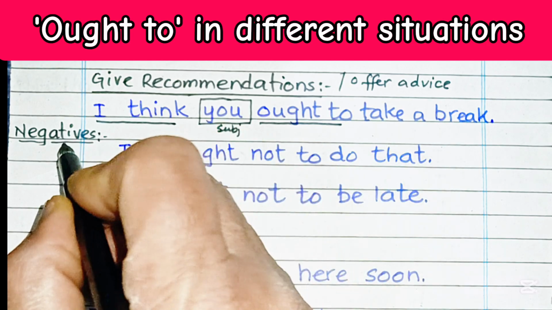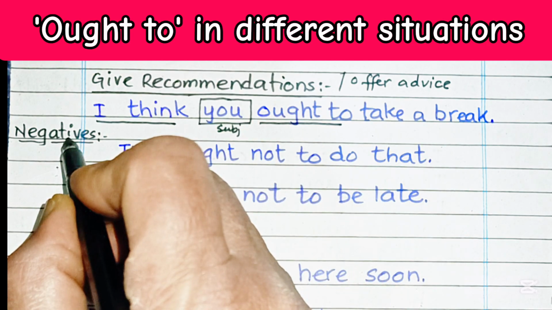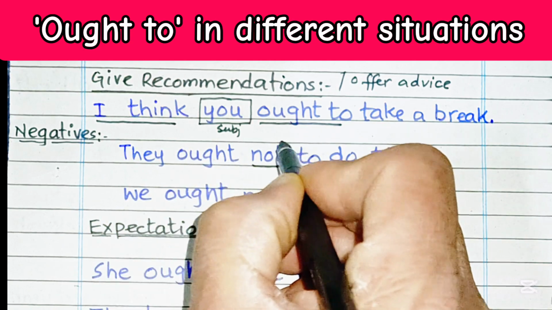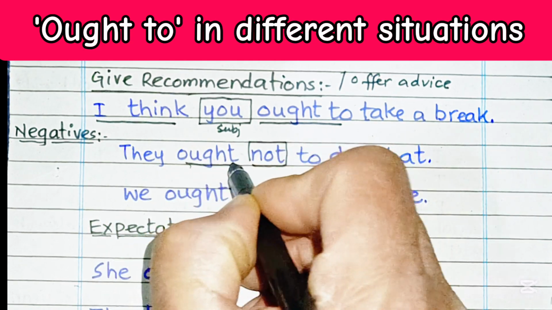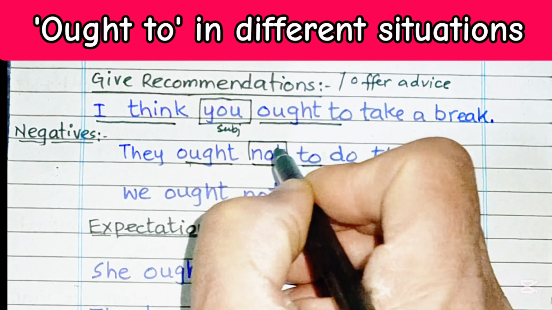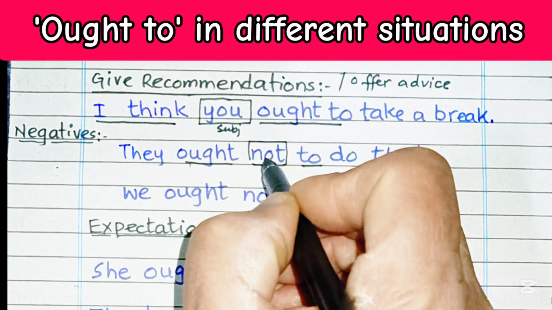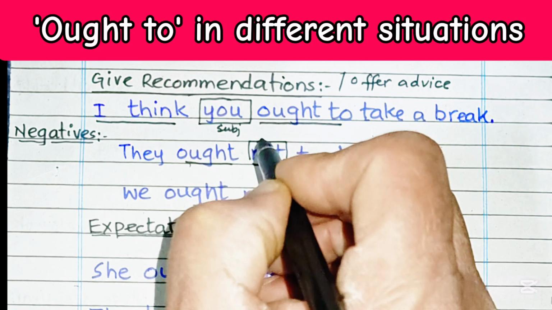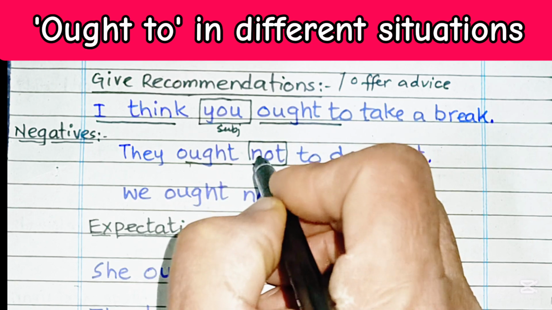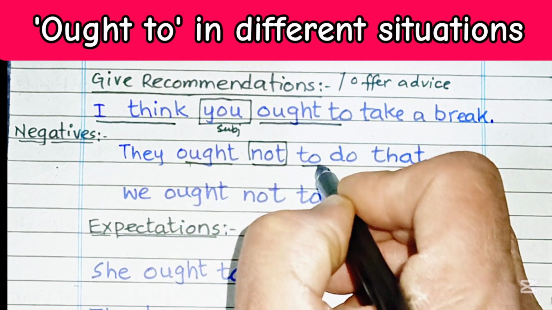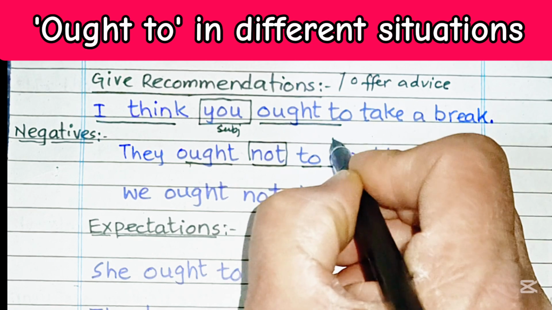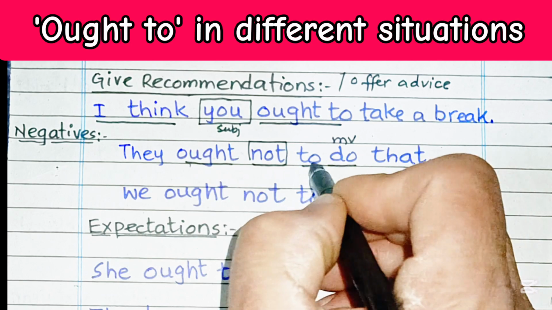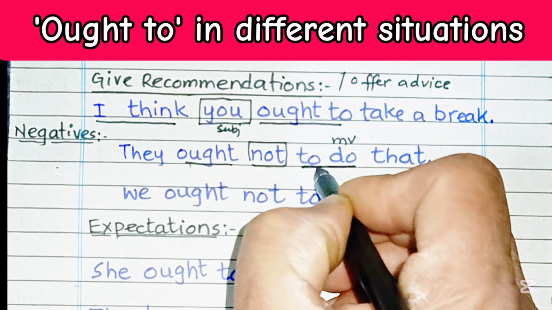To make ought to negative, put not right after ought. Over here, right after this word ought, and before to, put not. So as I said, to make ought to negative, put not right after ought and then the infinitive. We know this, to, and then this is the main verb, do. They ought not to do. So this is an infinitive.